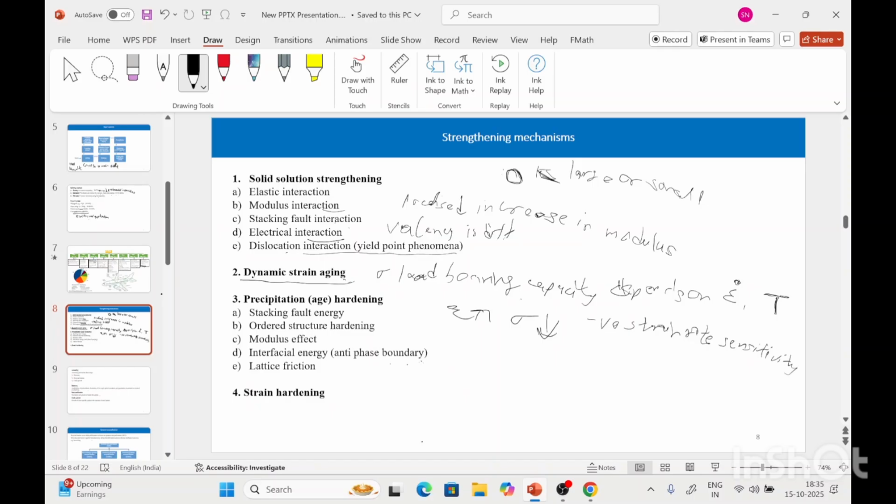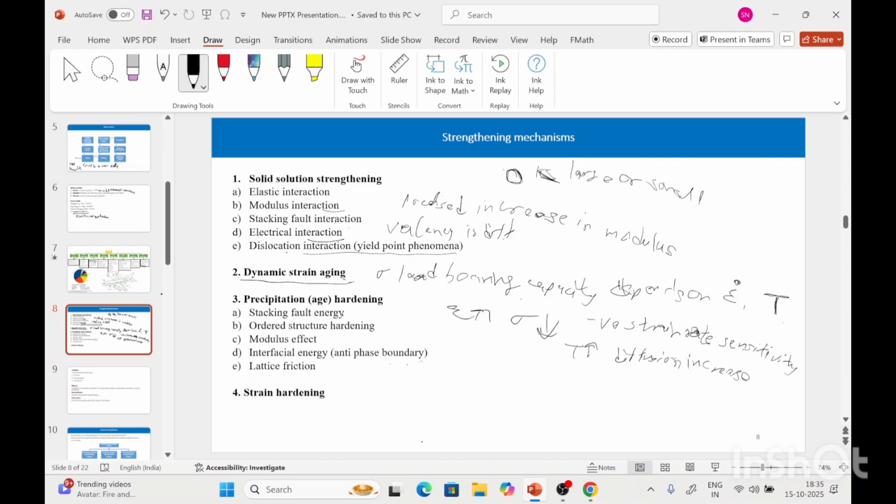So this negative strain rate sensitivity result is called dynamic strain aging, and the temperature effect is that if temperature is high, the diffusion will increase, and as diffusion increases, the alloying element will catch this location easily and hinder the motion.